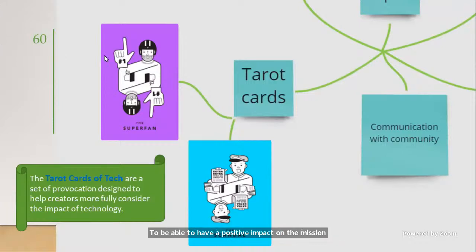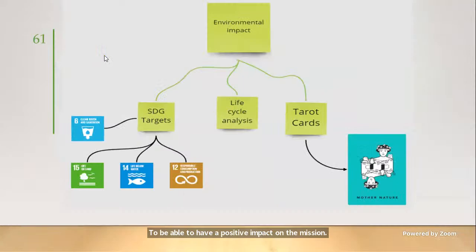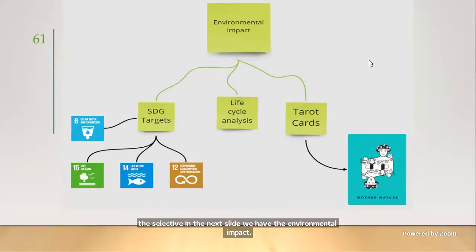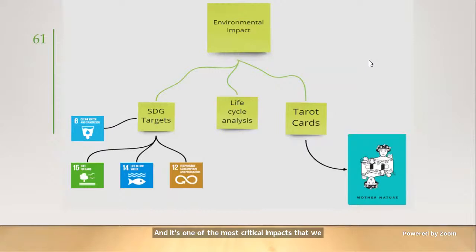And in the next slide, we have the environmental impact. And it's one of the most critical impacts that we analyze. And we try to analyze how these impacts are related to the United Nations SDGs. And we identified 4 goals relevant to the mission. Using the United Nations SDG goals, we seek to understand more about these impacts, about how these impacts affect the community. The first 3 goals are clean water and sanitation, life on land, and life below water.